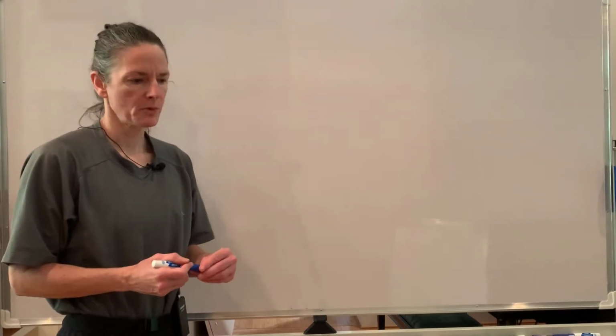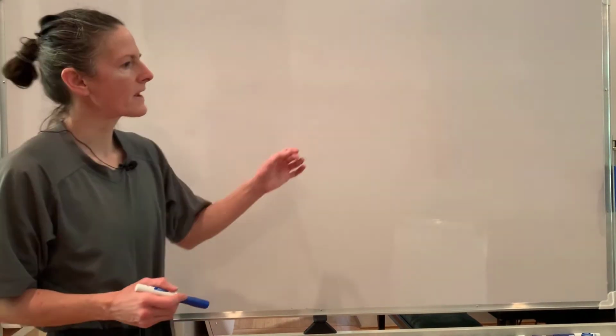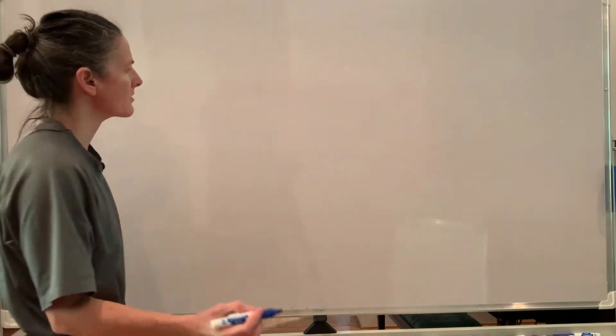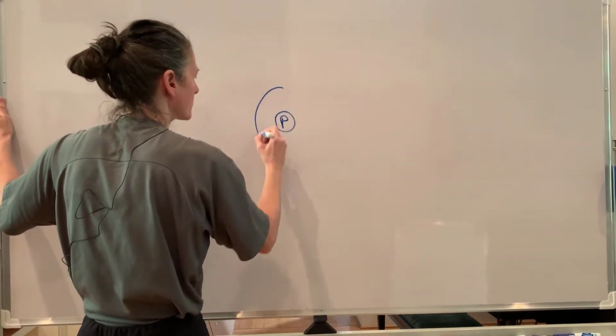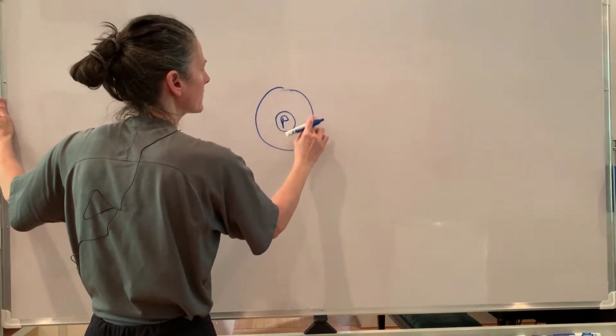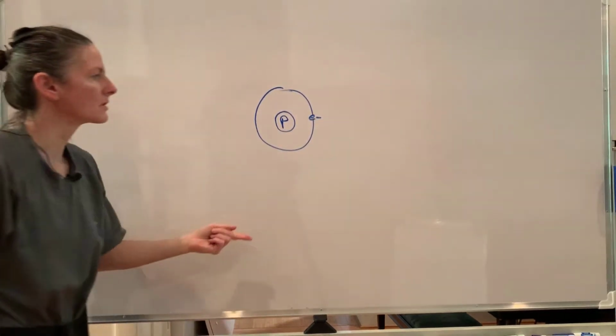Let's look at a type of chemical bond in which electrons are not given up or taken. So let's look at hydrogen. Hydrogen has one proton and one electron. So in order to fill its outer shell, it wants another electron.